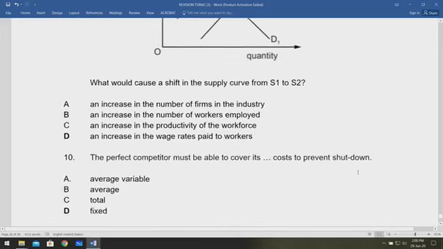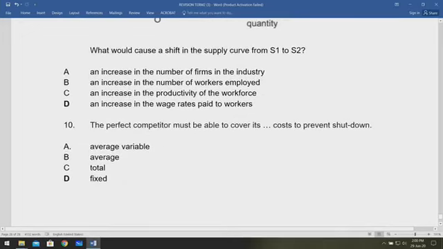Right, the last question here, question 10. The perfect competitor must be able to cover its wage costs to prevent shutdown. And it's so strange, most of the people say average variable. No. Remember, when they reach this AVC is equal to MC, that's when they will shut down. But we want to prevent shutdown. So in order to prevent shutdown, they must be able to cover at least their fixed costs.